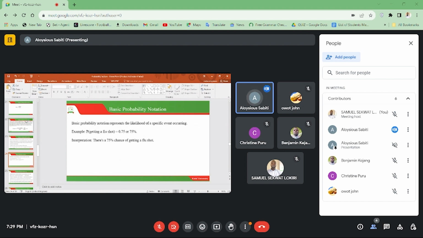ideas in here. So one is in basic probability notation, we're looking at the representation of the likelihood of an event to occur. For example, if we wanted to look at the probability of getting a flu shot being equal to 0.75 or what we call 75%, then we would interpret it basically as there is a 75% chance of getting a flu shot. Or here we're looking at an aspect of getting a vaccine. So in basic probability notation, you're looking at an interpretation of a notation.